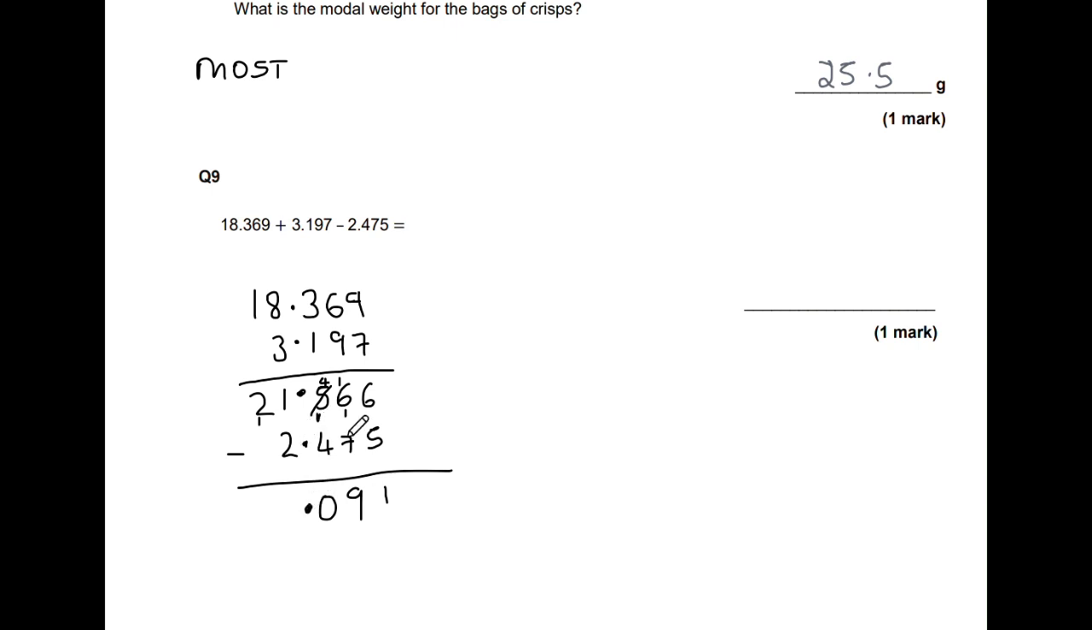Keep going with the decimal place. 1 take away 2 we can't do, so we're going to borrow 10 from that one. It gives us 11 minus 2 is 9. And 1 take away 0 is 1. So the answer is 19.091.